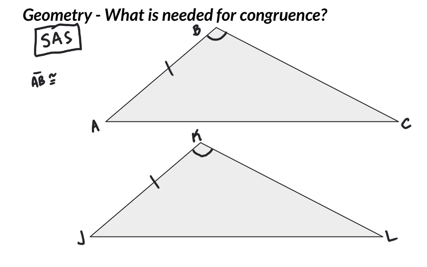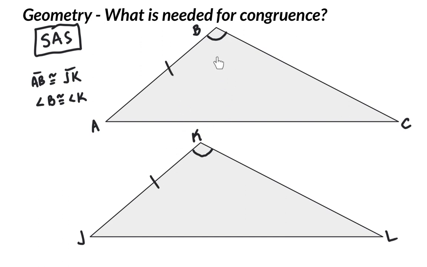So you can see here that first of all, I've marked down that the side AB is congruent to the side JK. I've also marked in my picture that angle B is congruent to angle K. And I'm trying to use side angle side to show that these two triangles are congruent. Well, if I'm going to use side angle side, remember that means I have two sides and the angle between them. So right now I have the pair of sides, I have a pair of angles.